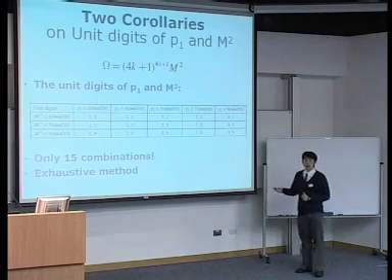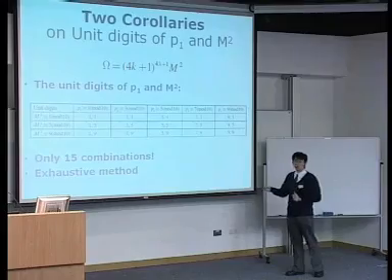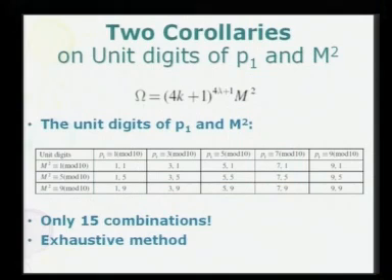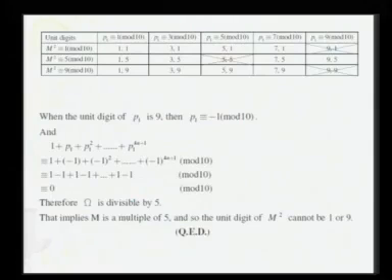But this form is very useful because we are going to investigate the property of the unit digit. The unit digit of P1 can be 1, 3, 5, 7, or 9. And the unit digit of m squared can be 1, 5, or 9. So in total, there are 15 combinations. And we will use the exhaustive method, trying to eliminate as many possibilities as possible.